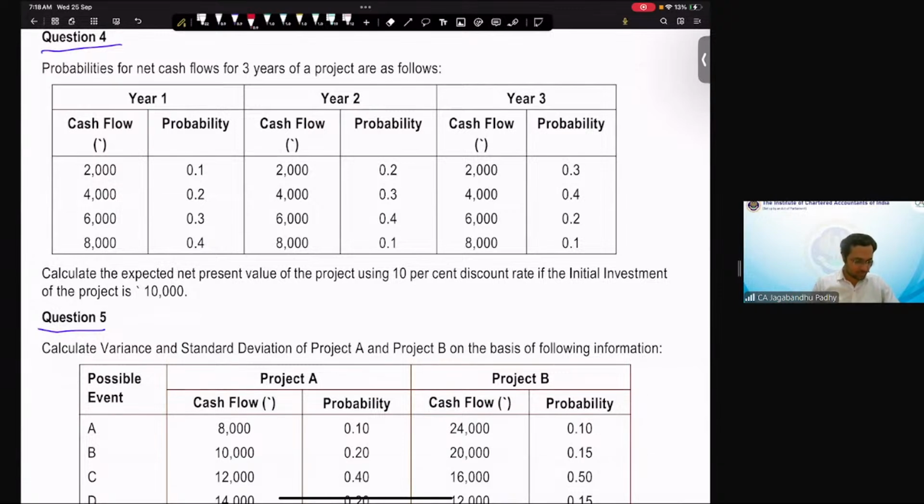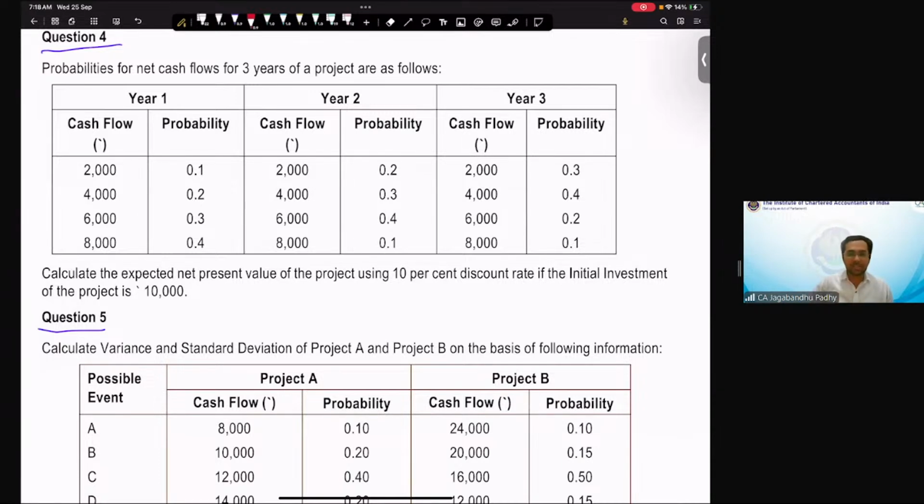Look at question number 4, guys. What's the difference in question 4 as compared to question number 3? We have separate cash flows for year 1, year 2, and year 3, right? So the range of cash flows is varying over a period of years. And again, we have to get the expected NPV of the project using a 10% discounting rate, which is pretty simple. We are masters at getting the PV factor and then taking the present values, right?